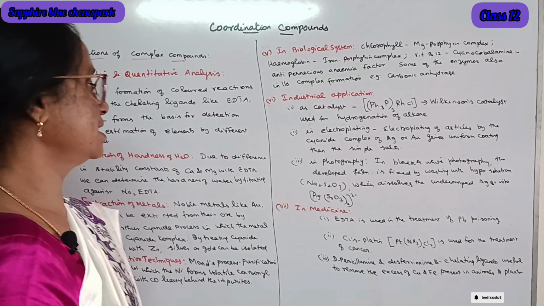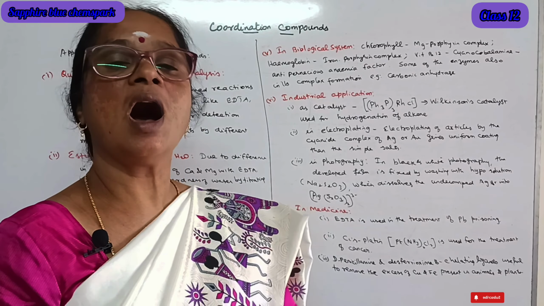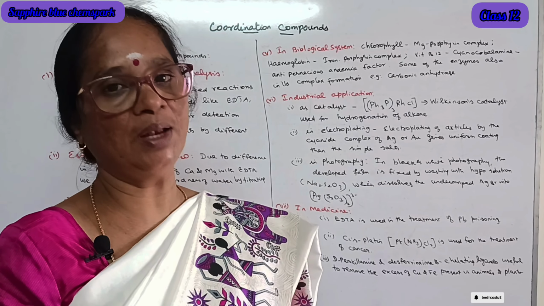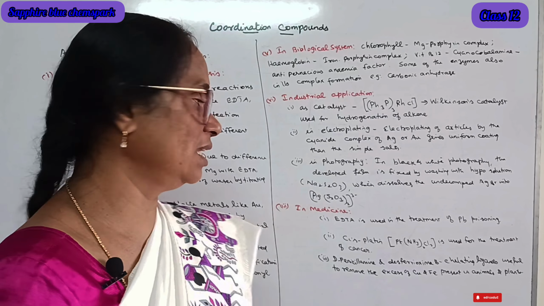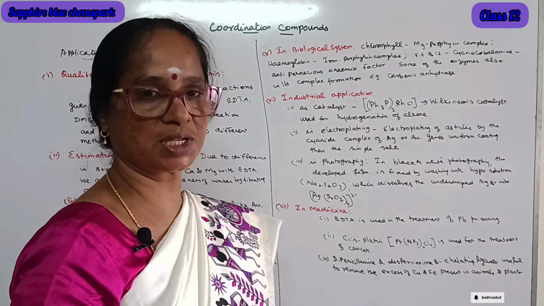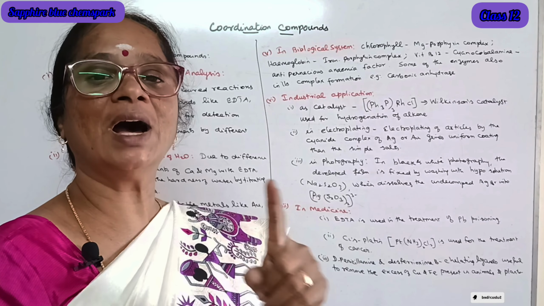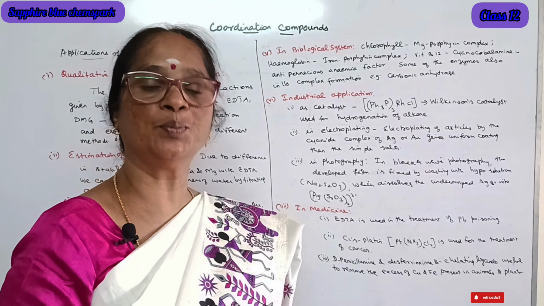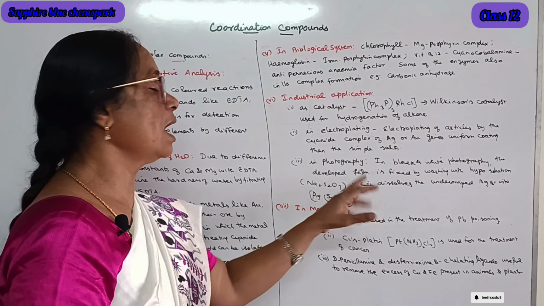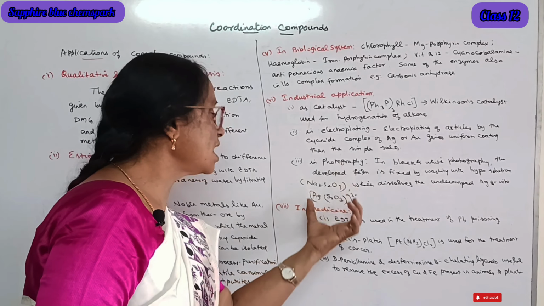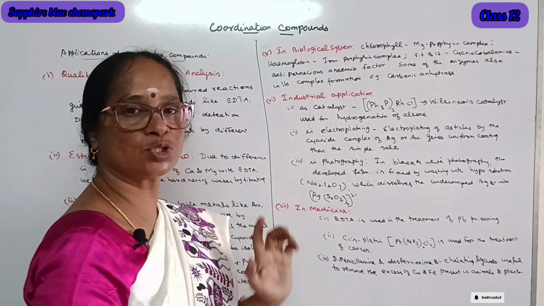The next application is in photography. In black and white photography, after developing the film, it has to be washed with hypo solution. Hypo is nothing but sodium thiosulfate solution. When the developed film is washed with hypo, the undissociated silver bromide forms a complex with the thiosulfate ion. So the excess silver bromide can be washed off by treating with hypo solution.